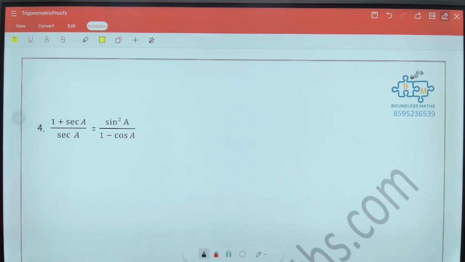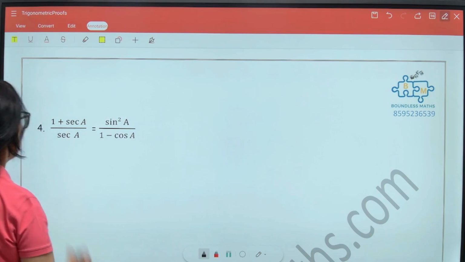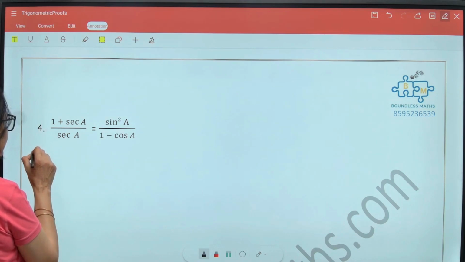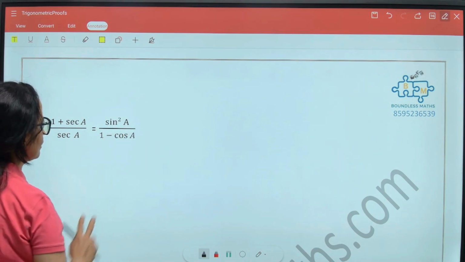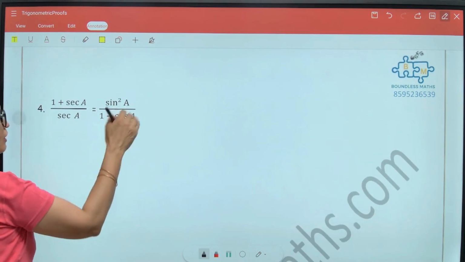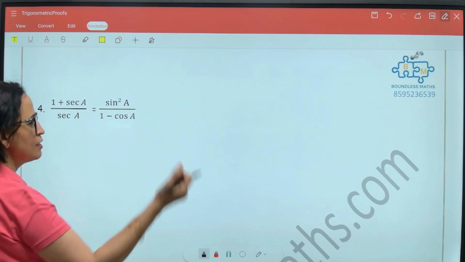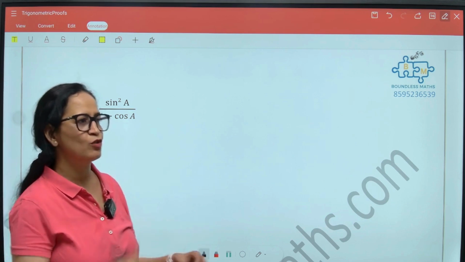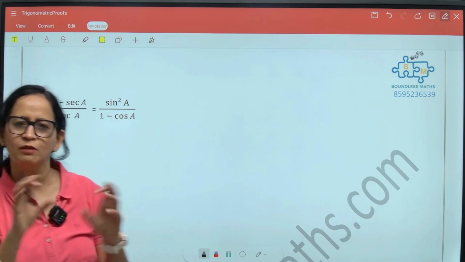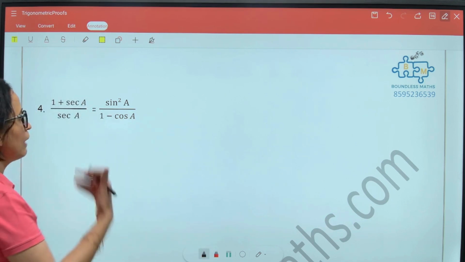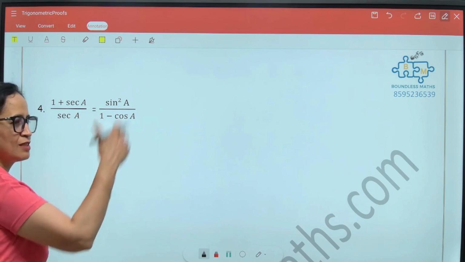Okay, now the right side has sine and cos and the left side has only sec. So, let us start by simplifying the left side and see if we can reach the right side, because this does not look like a simplified version where something is being added and subtracted. It is a fraction that also has a denominator with two terms. So, we might need to simplify LHS and RHS separately.